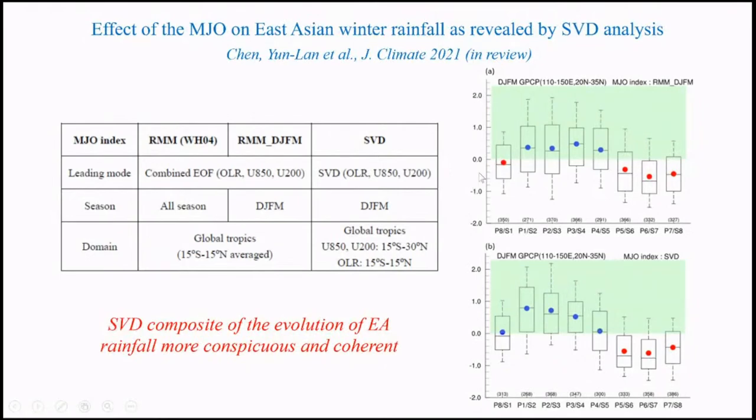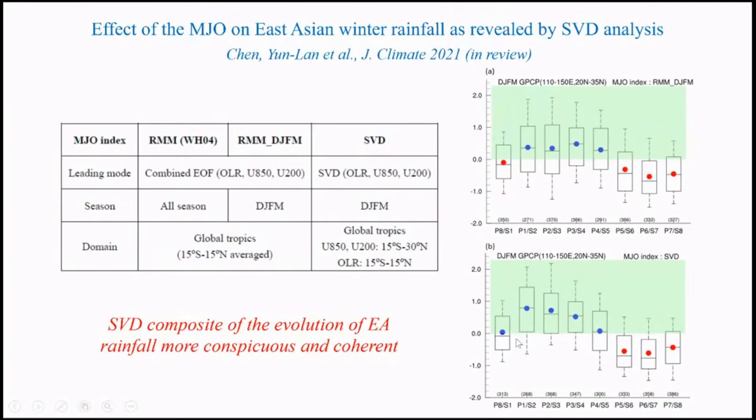the modes. So then we composite, we perform the probability distribution of the rainfall for each phase. So the top panel shows based on the phases, based on the RMM indices, the winter RMM index. The lower panel shows the SVD phases. And then for each phase, the rainfall is expressed here in four quartiles. Okay, the first quartile, the second quartile, the third quartile, and the median and the mean are shown here.